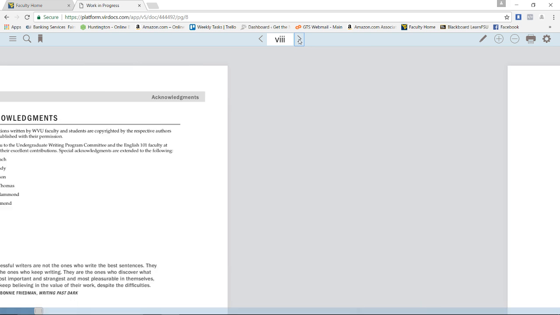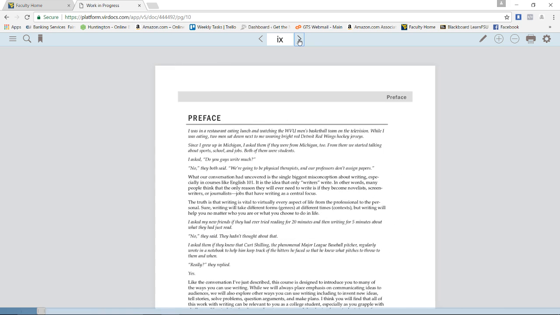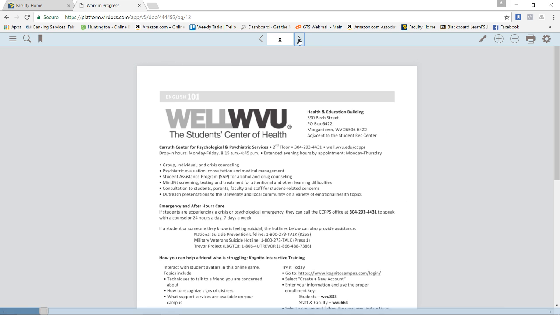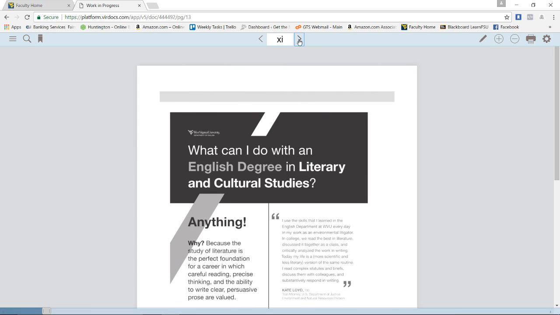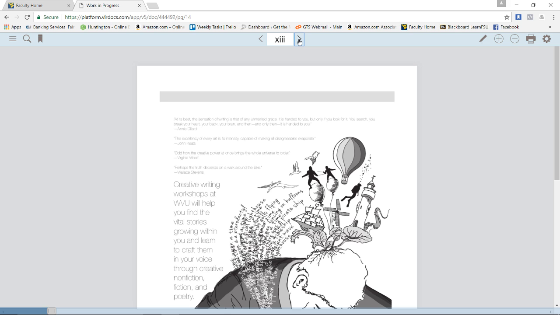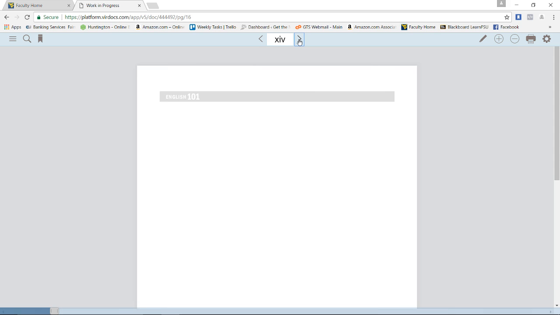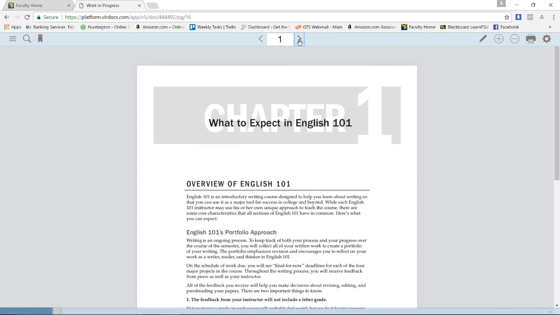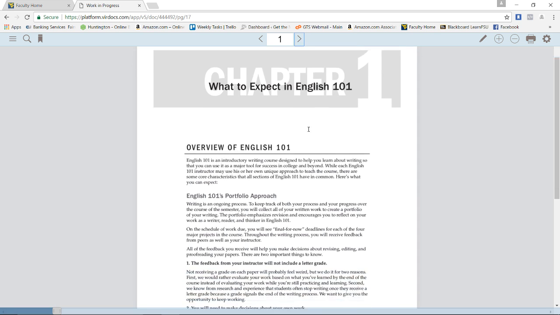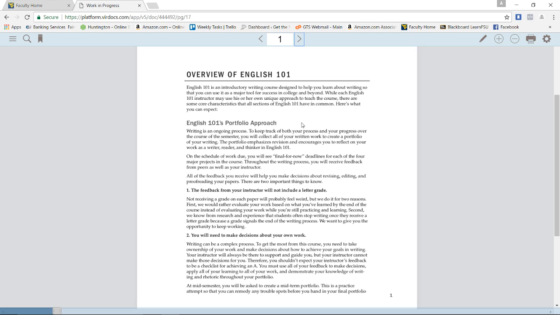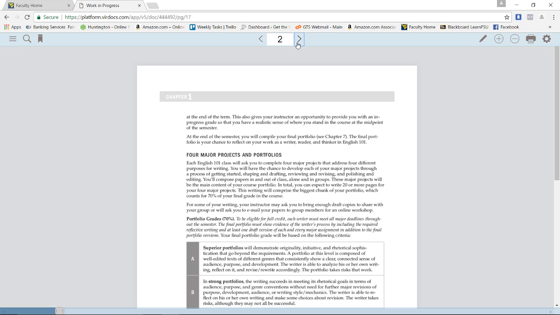So if you look at chapter 1, if I can get to it here real quick. This information I'm skipping through here. You can look at if you need to, but it's not really necessary to the class. It might be helpful to you. So here's chapter 1. Chapter 1 is the overview of English 101. And so you should read this and get a good idea of what the class entails, and that way you can get back to me if there's anything you do not understand.